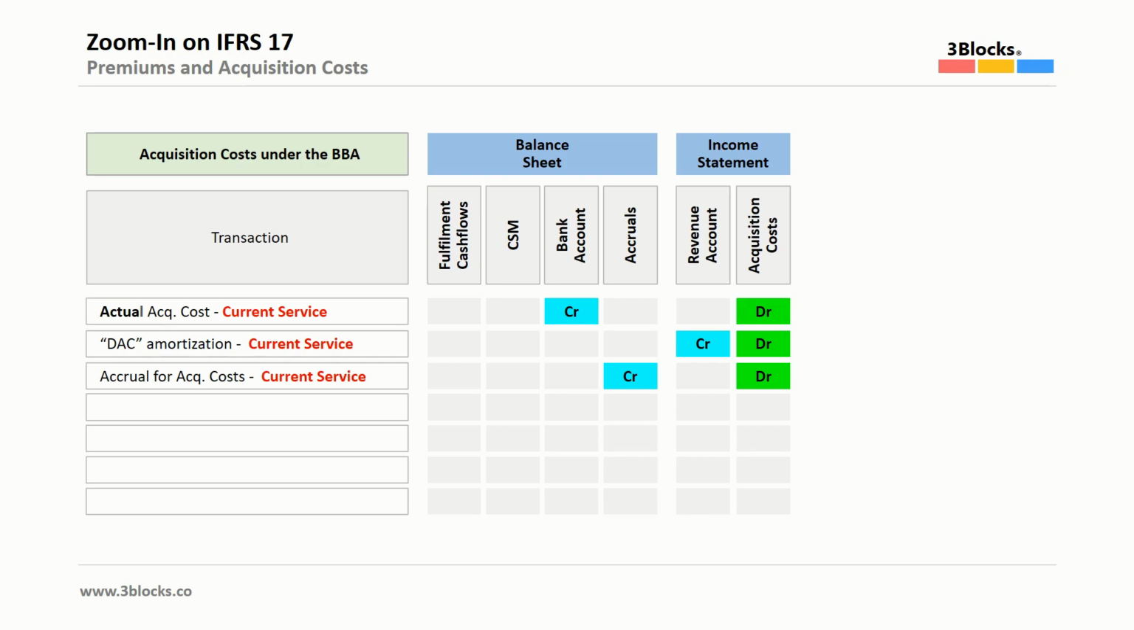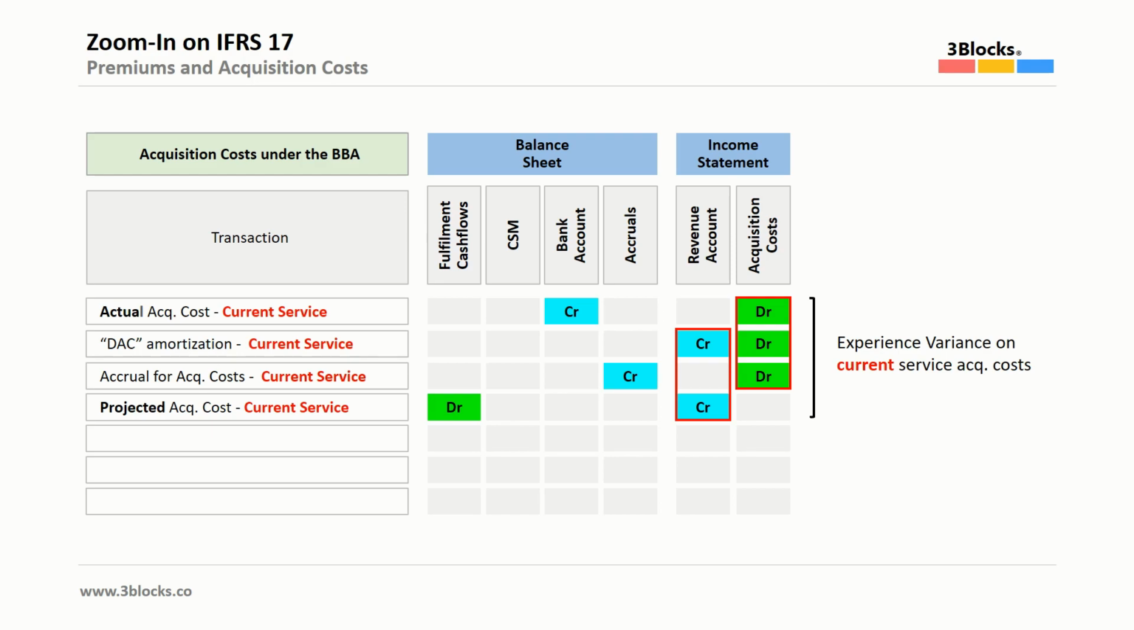It may happen when the acquisition costs that were supposed to be paid before the period end had not actually been paid. Then we have the release of the fulfillment cash flows related to the acquisition costs. This journal entry was also explained in the last episode. So now we have the complete revenue associated with the acquisition costs and the complete acquisition costs recognized in the income statement. The difference between these two amounts represents the experience variance relating to the current service.